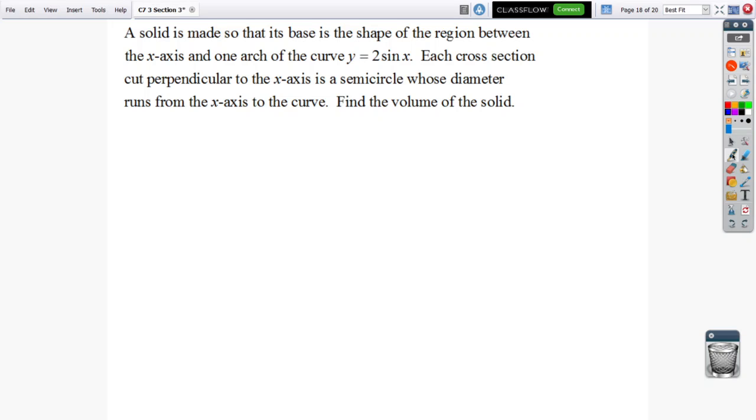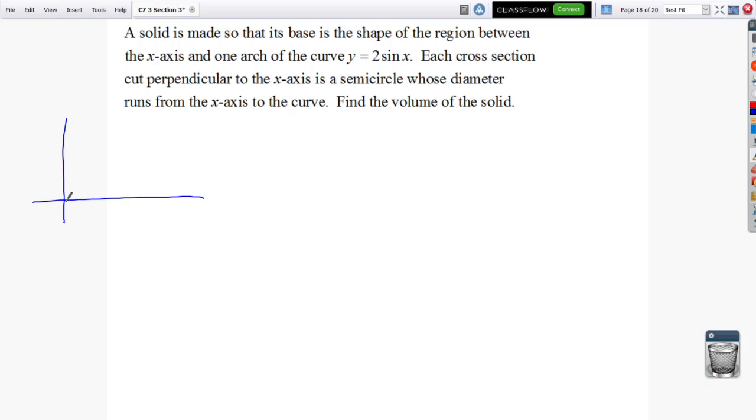But I know we're talking about one arch of the curve y equals 2 sine of x. So I know that one arch of the curve 2 sine of x looks like this. How do I know that? Because I know how the graph of sine looks, and I know that the amplitude here is 2. Not that that's going to do anything for us, I like to just put that down. I know that this is going to go out to pi.